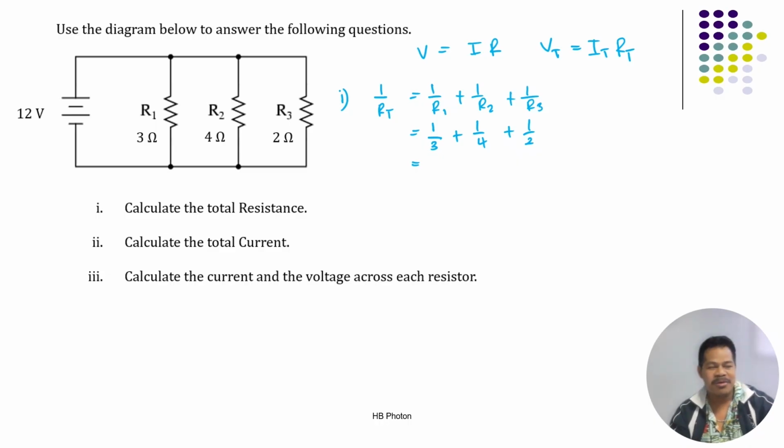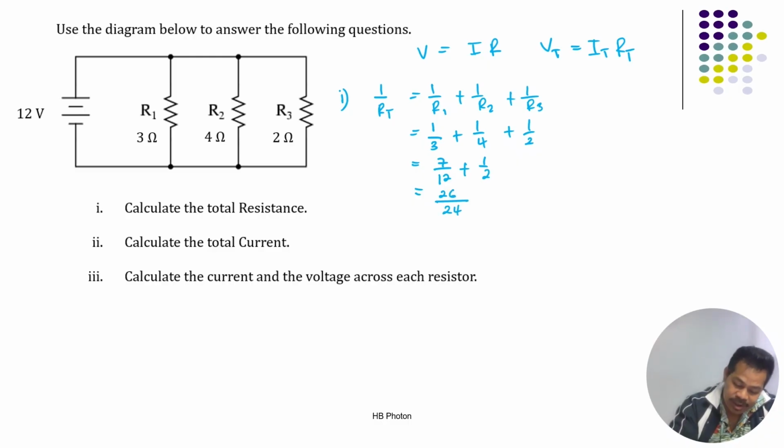When you do the cross multiplication for the first two fractions, 1 over 3 plus 1 over 4, we get 7 over 12. Now we have 4 times 1, 4, 3 times 1, 3, 4 plus 3 is 7, and the product of 3 and 4 is 12, plus 1 over 2. When you continue with this, we get 26 over 24. Remember, this is 1 over RT, and we are looking for RT.